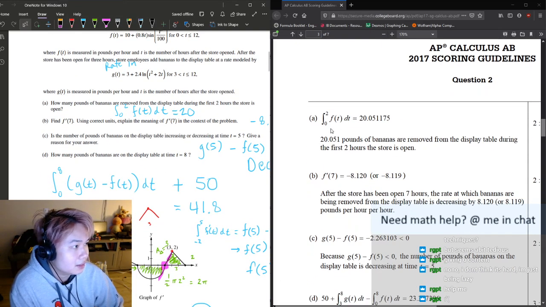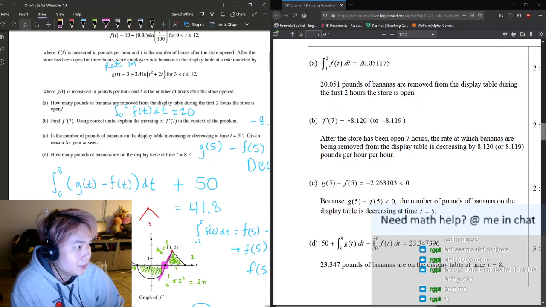Okay, let's see. 20 pounds, 20 pounds, what? Minus 8. You can see the minus 8 right there.